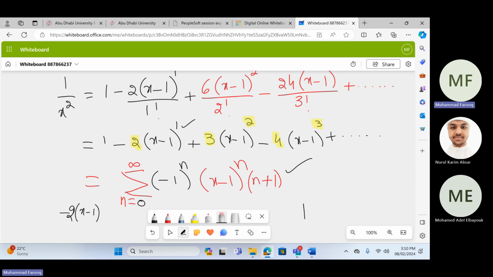Basically, half marks are for this formula, and half marks for this calculation and sigma notation. So let's say if it is 3 marks for the question, 1.5 marks is here to make this formula. So this is the way we get the pattern in the series and then combine it into sigma form. Hope you understand. Very good.